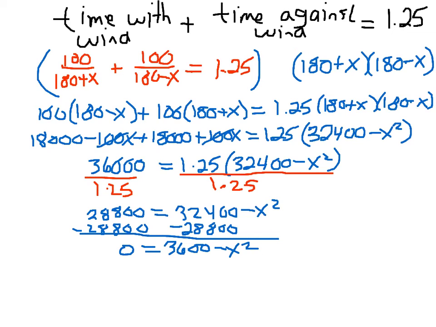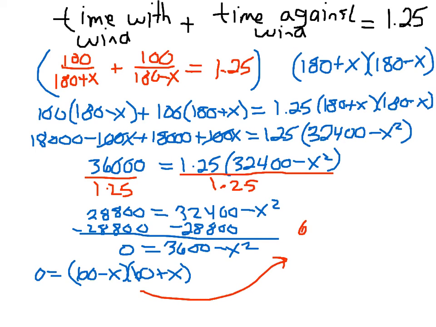This, again, is a difference of squares that I can factor. If you take 60 times 60, you get 3,600. So 0 is equal to 60 minus x times 60 plus x. Now we can use the zero product property. So 60 minus x is equal to 0, or 60 plus x is equal to 0. Over here, we get x equal to negative 60.